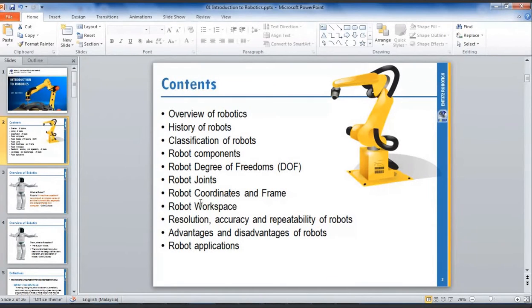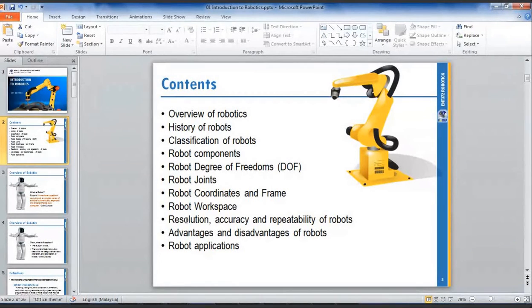Workspace. Robot workspace is a robot working envelope. The definition says that the maximum the robot can reach is the robot workspace. That means if you have a longer robotic arm, you have a bigger workspace. Some people call it the robot working envelope.